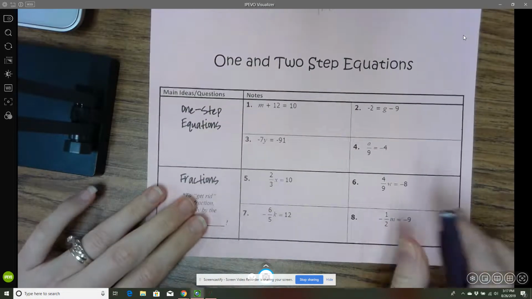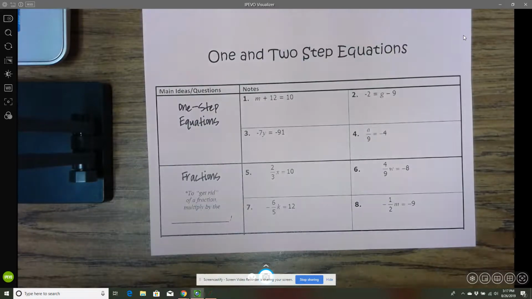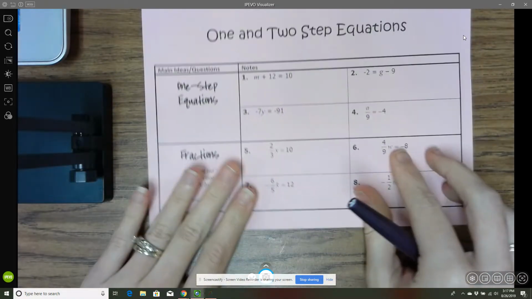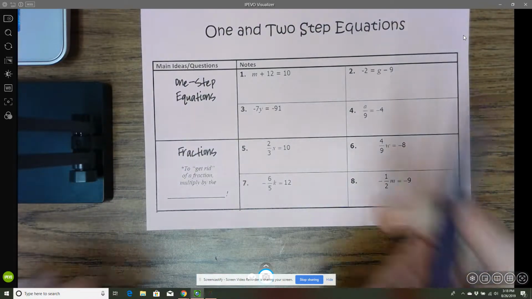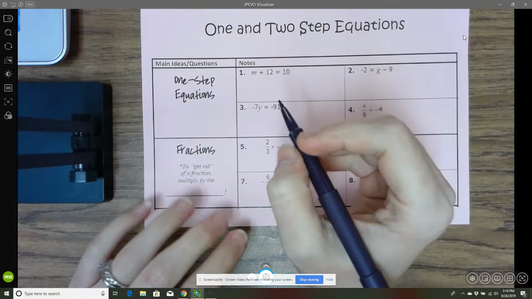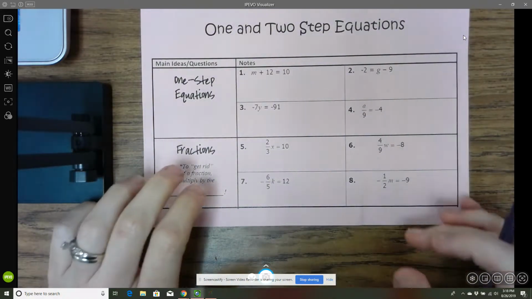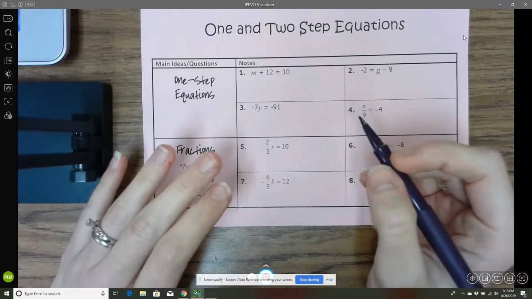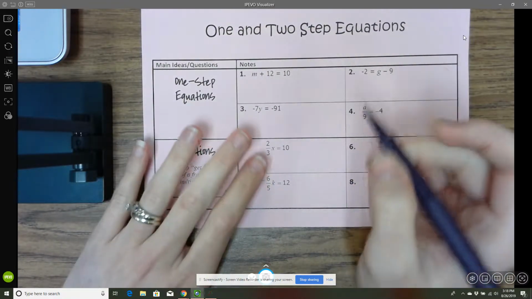This video is for the 1 and 2-step equations foldable. And so we're going to review what we know about equations, and we're going to solve by hand. So when we solve an equation, we're doing the opposite, and we do PEMDAS backwards as well. So we always get rid of the addition and subtraction first, and then we get rid of the multiplication.